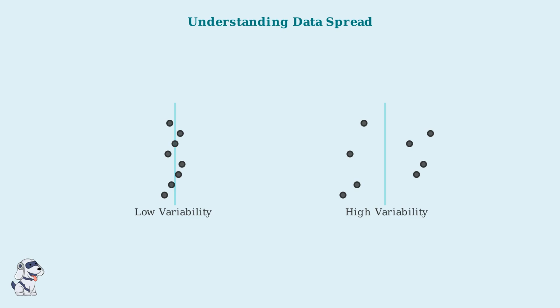However, the dataset on the left has low variability with points clustered close to the mean, while the dataset on the right has high variability with points spread far from the mean.